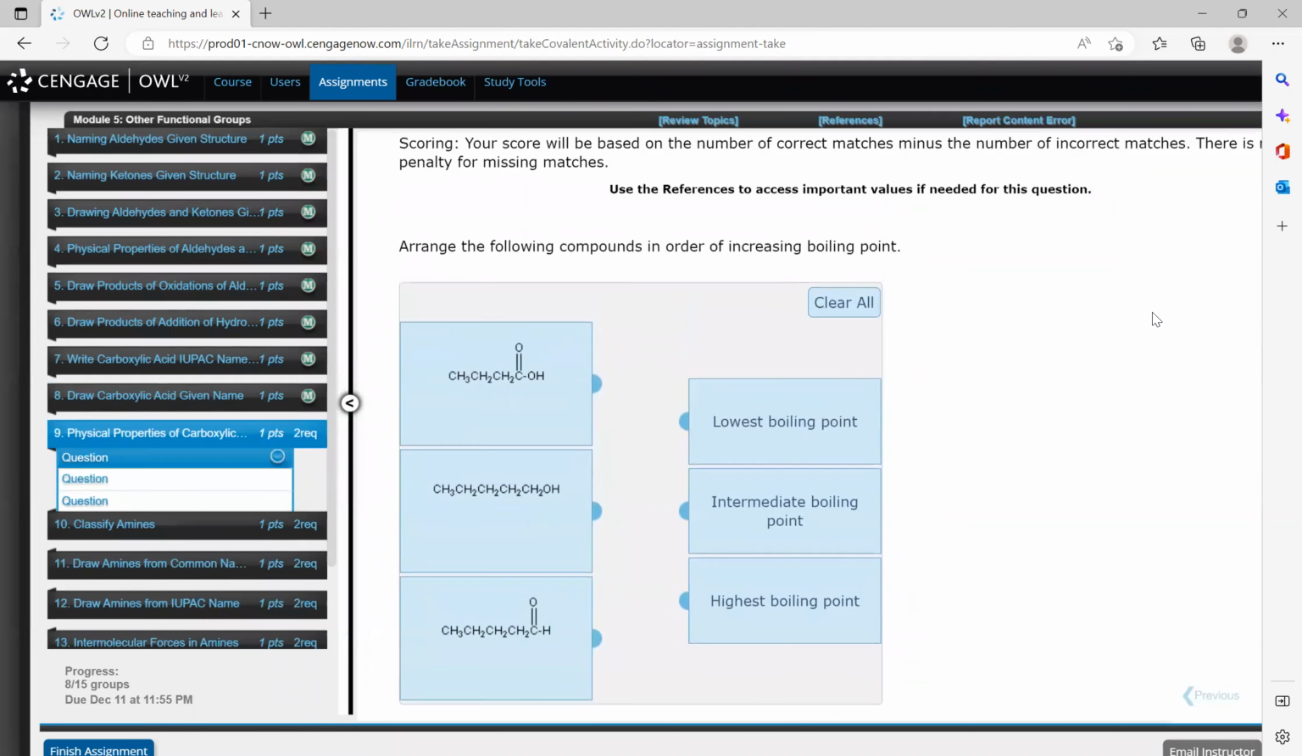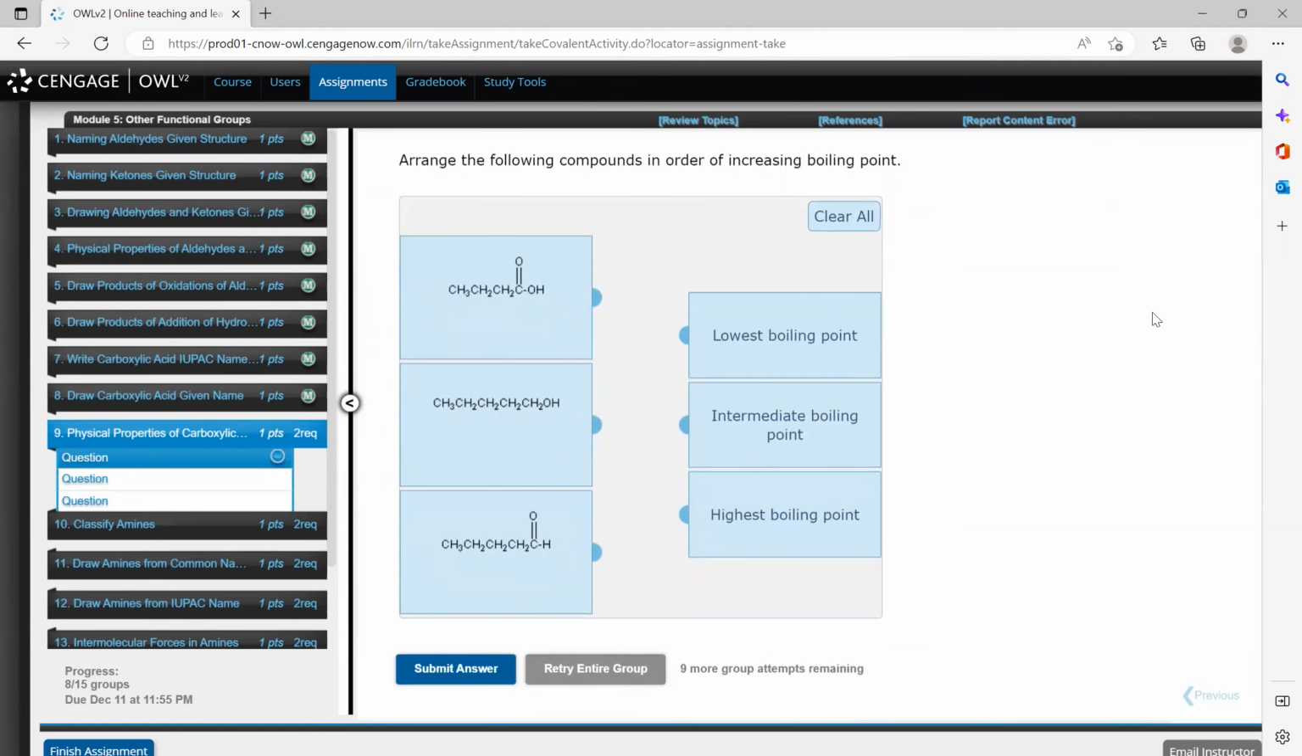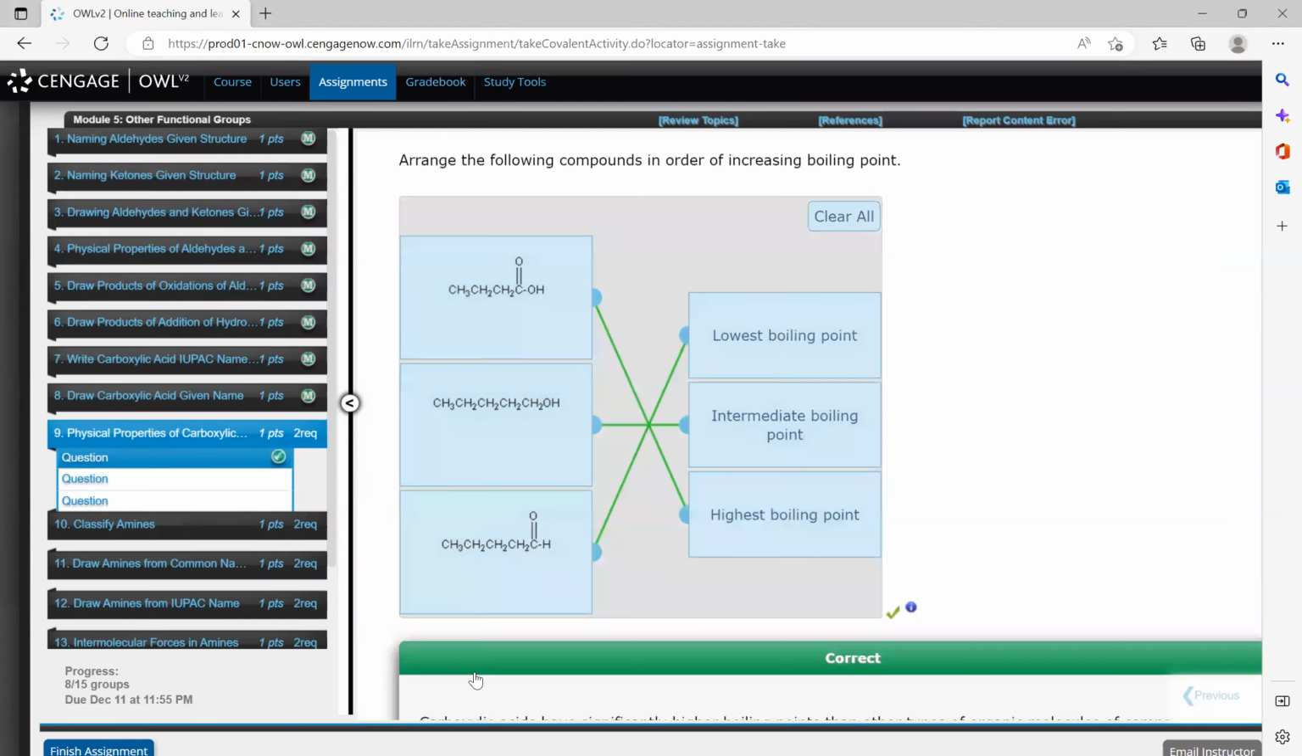Okay, this wants us to understand the idea of basically these properties of carboxylic acids. So again, when we're dealing with the circumstance here, we're thinking about boiling point, and again, we start thinking about polarity and those intermolecular forces. So carboxylic acids are going to actually have the highest boiling point. The OH group would have the intermediate, and again, the aldehyde would have the lowest boiling point.